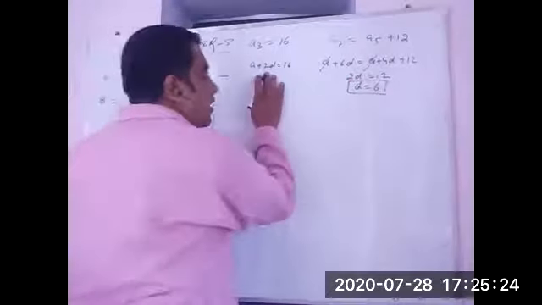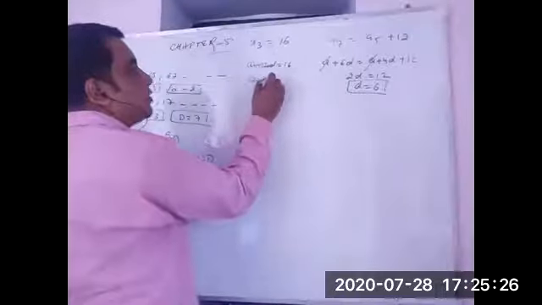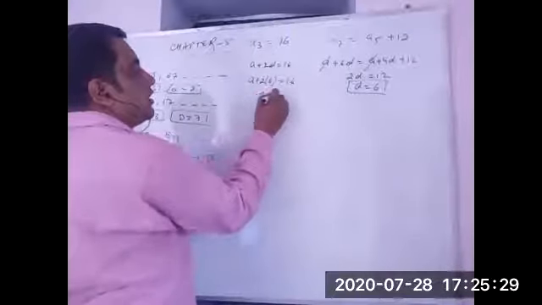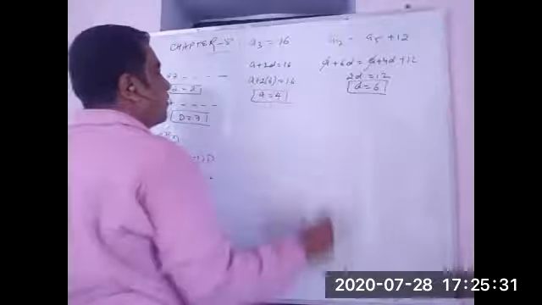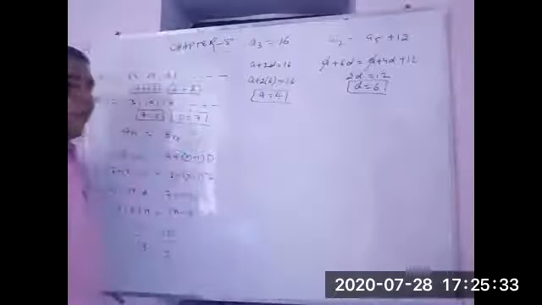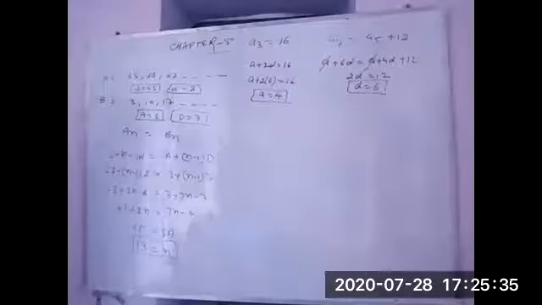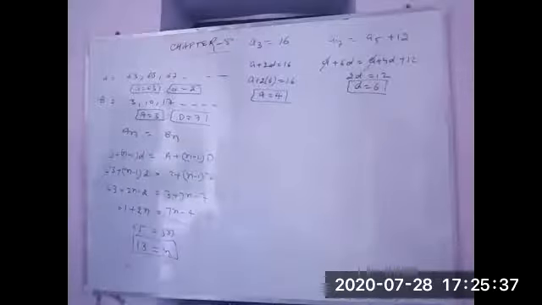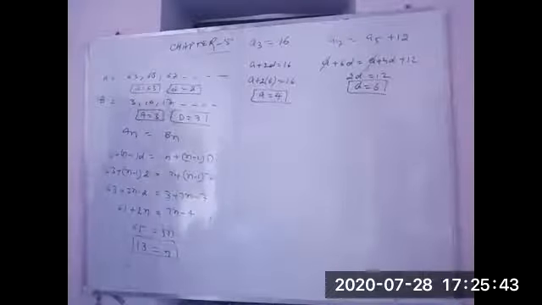Put the value of D here. A plus 2 into 6 equal to 16. A equal to 4. We got the values of A and D. Okay. Now we need to calculate the AP. What will be the AP here?